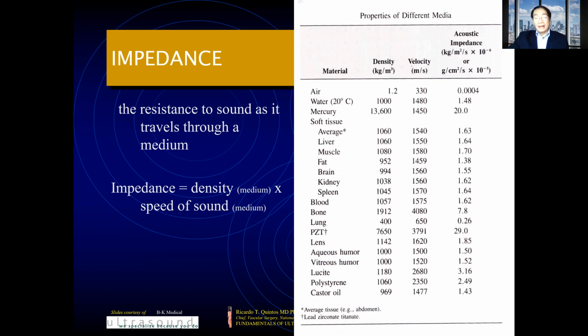But when it reaches bone, there is a very high impedance to the movement of sound, such that it has a very high acoustic impedance. And that is why we generally see that ultrasound will not penetrate bone, and we will not be able to see the structures that are underneath the bone. So impedance is basically the resistance to sound as it travels through a medium, and it is computed by multiplying the density of the medium by the speed of sound.